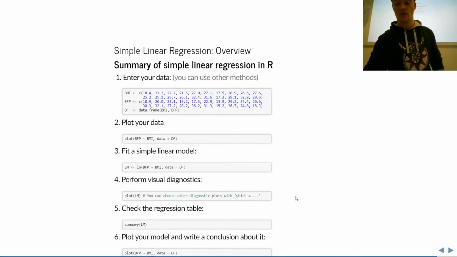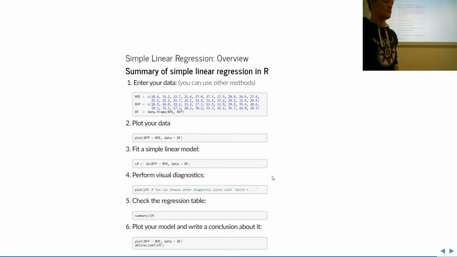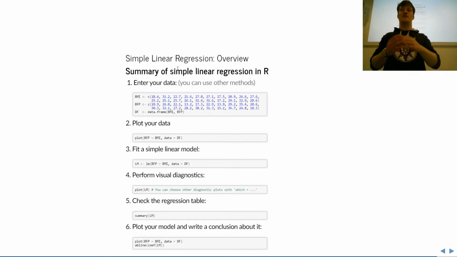Okay, quick summary. We enter data in R, can be any method that you know of. Then I would always start with plotting your data. Also, if it's not linear regression, always try and visualize it. It gives you a lot of information, also whether your data are read correctly into R. Then fit a model with the lm function. Then perform visual diagnostics. And then check the regression table if the assumptions are reasonable. And when you're done, certainly for simple linear regression, I would plot the model because it's quite simple, and then write a conclusion about it.